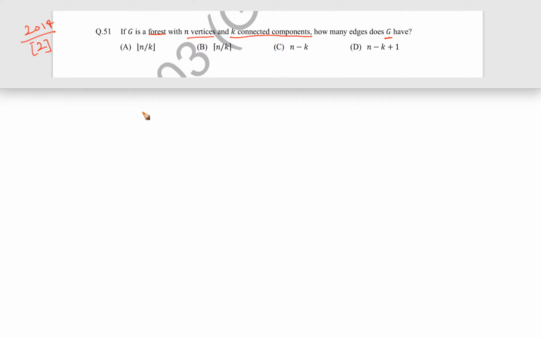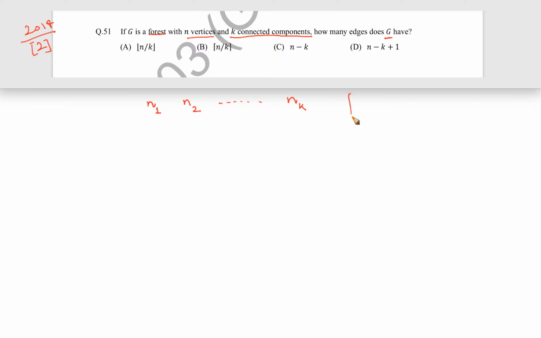Let's say there are k connected components. The first connected component, let's say it has n1 vertices. The second connected component has n2 vertices. All the way there are k connected components. Let's say the kth connected component has n sub k vertices. Okay. Now these are the vertices.